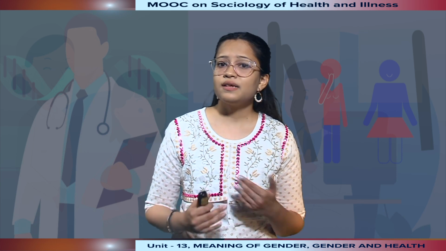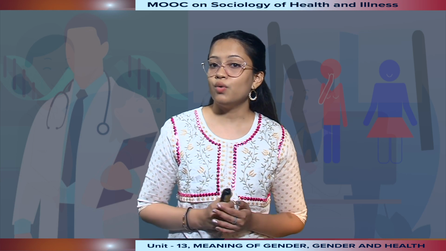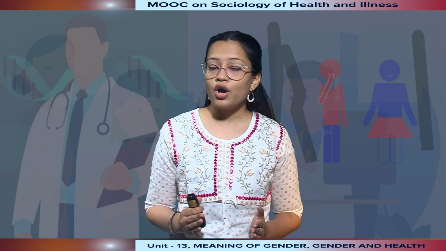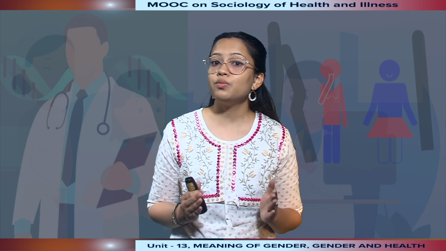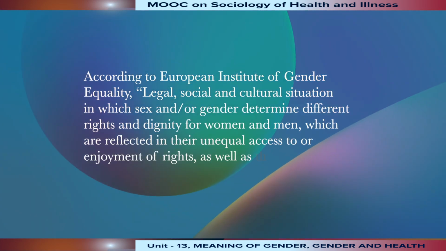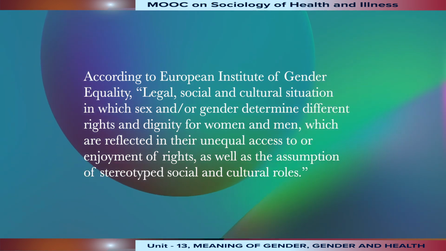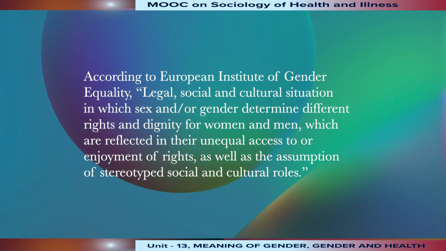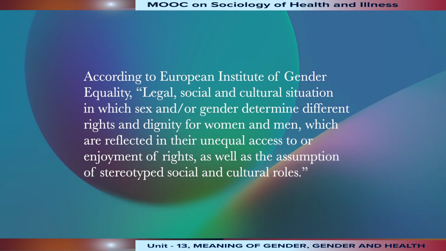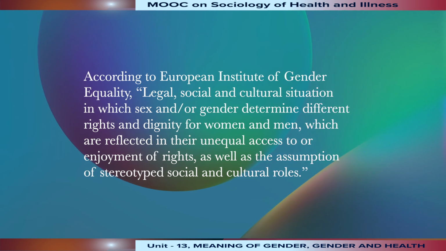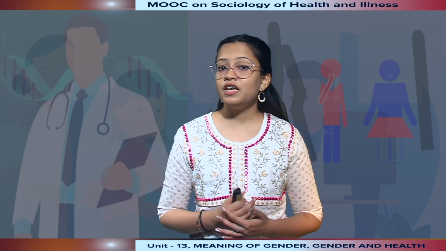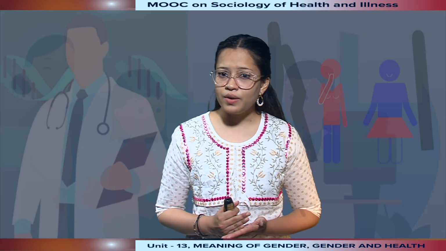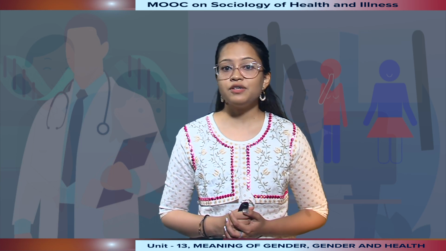Women have less land, wealth and property in almost all societies, but more burden of work. Girls in some contexts are fed less, educated less, and more physically restricted. Women are mostly employed in lower paid jobs. Gender hierarchy governs how human behavior operates. According to the European Institute of Gender Equality, it is the legal, social, and cultural situation in which sex and/or gender determine different rights and dignity for women and men, which are reflected in their unequal access to or enjoyment of rights, as well as the assumption of stereotyped social and cultural roles. There are three main inequalities which are found, and they are found in workplace, educational systems, and health. Promoting gender equity and empowerment of women is the third goal of the Millennium Development Goals.